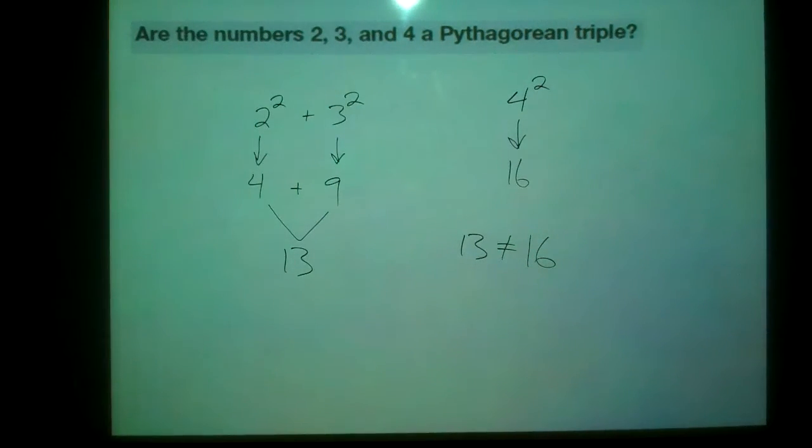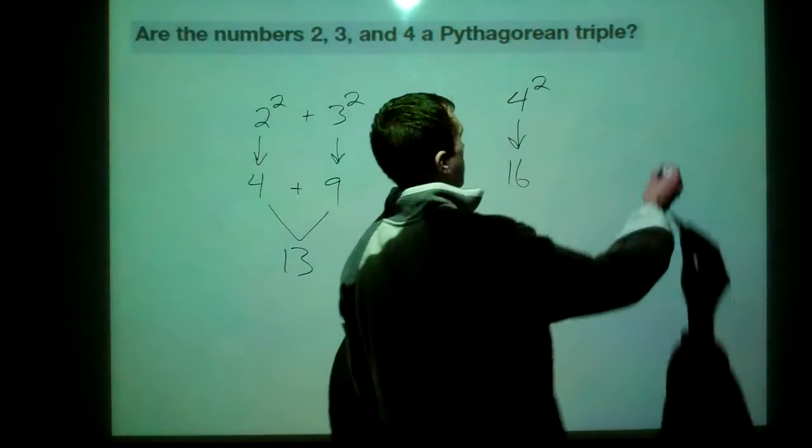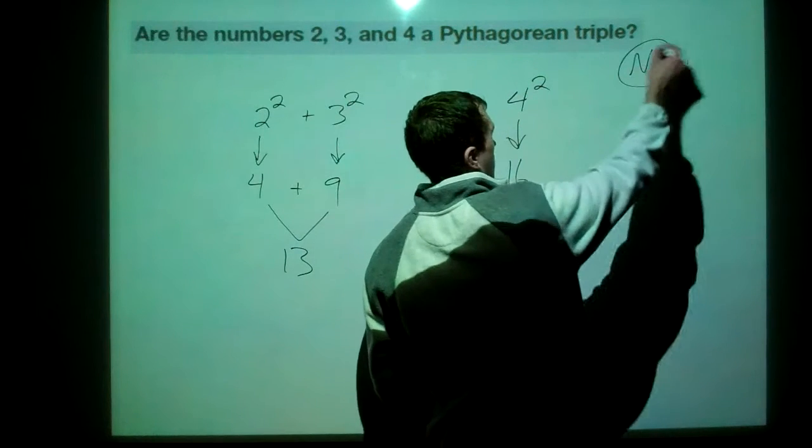And we can see that this wouldn't work out because our 2 legs squared don't add up to our last side squared. So no, this would be a no here. They are not triples.